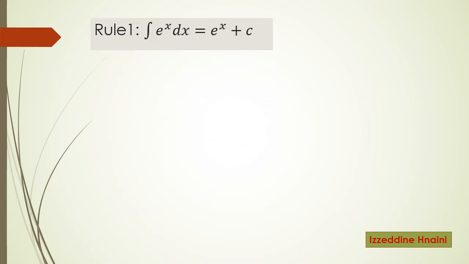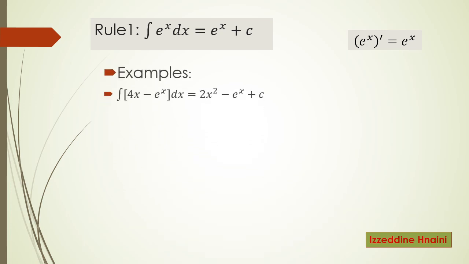First rule: the antiderivative of e^x is e^x plus C, because the derivative of e^x is e^x. For example, the antiderivative of 4x minus e^x. The antiderivative of 4x is 4x squared over 2, that is 2x squared, and the antiderivative of e^x is e^x.